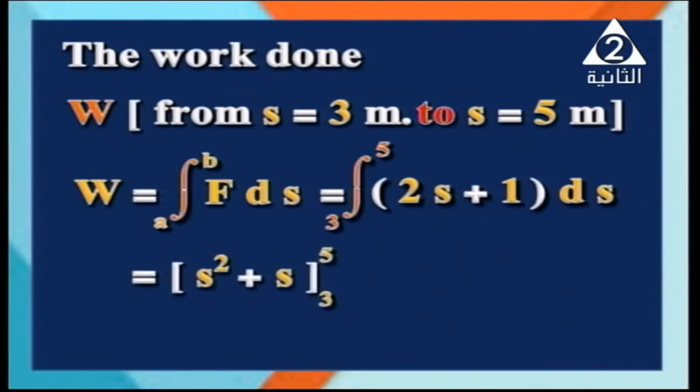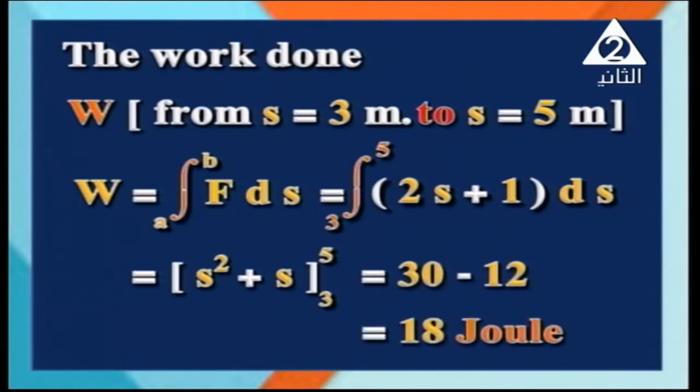By using integration, we know 2s. What is the integration of 2s? Excellent, students: 2s squared over 2, which equals s squared. What is the integration of 1 with respect to s? It equals s. Therefore, W, the work done, equals s squared plus s in brackets from 3 to 5. By substituting, 5 squared plus 5 minus 3 squared plus 3, the answer is 18 joules.